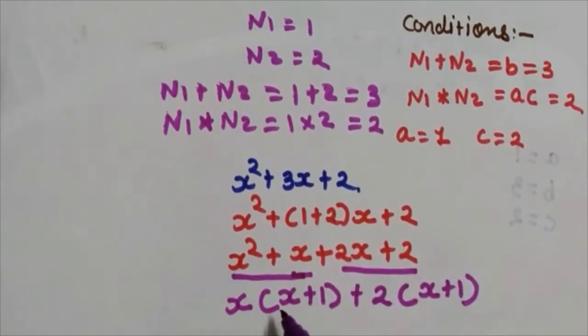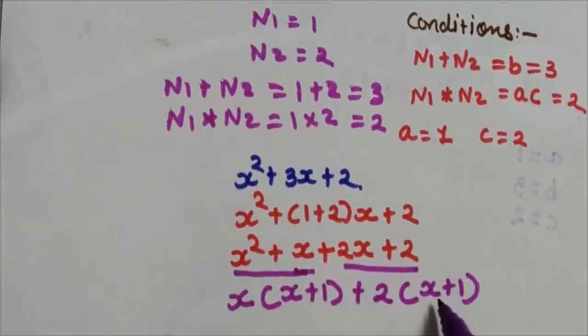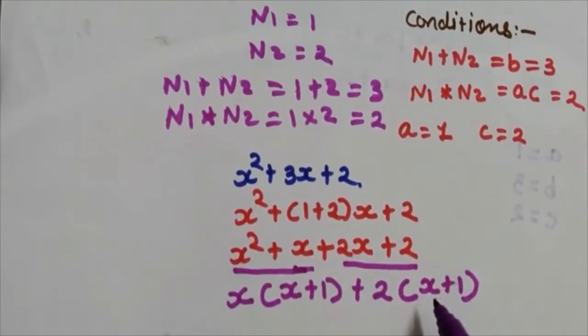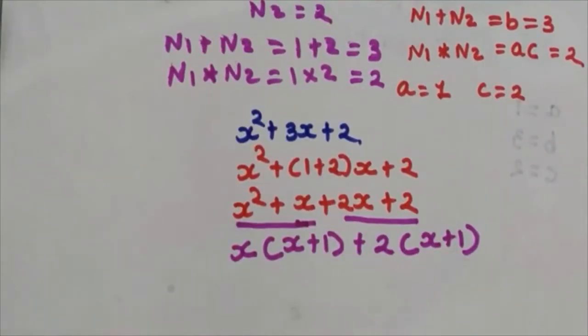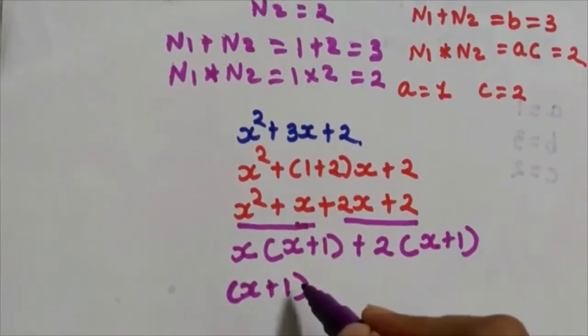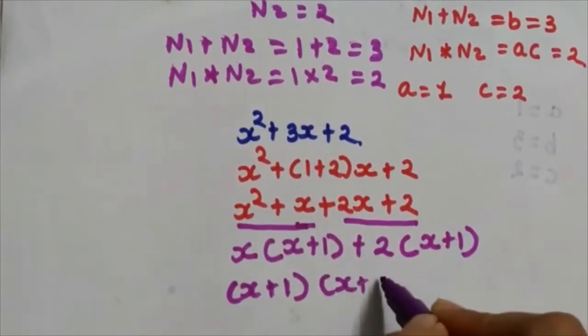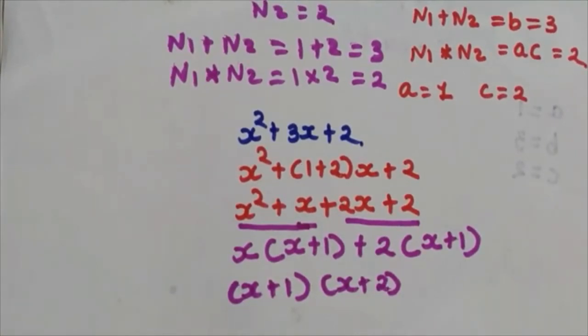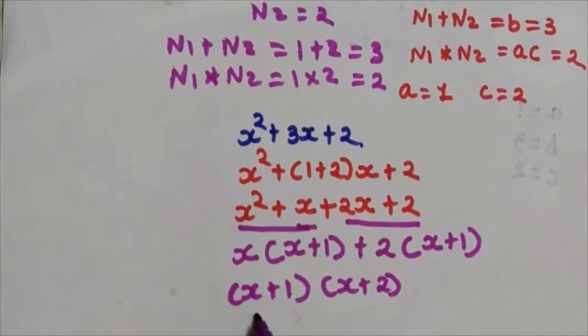You can see here x plus 1 and x plus 1. In these two groups, x plus 1 is also a common factor. So x plus 1 is common to both the products, so we'll take out x plus 1 as the common factor, and x plus 2, which is multiplied with this common factor x plus 1. So when we factorize x square plus 3x plus 2, after splitting the middle term, we can get these two factors, x plus 1 and x plus 2.